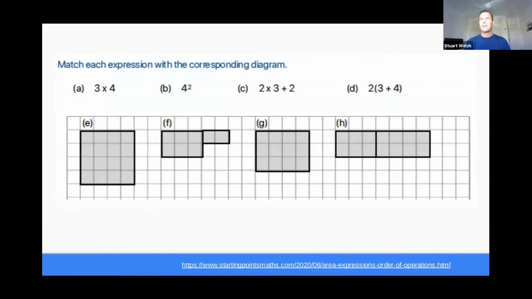Now, this is a task from Chris McGrane's website, which is a wonderful, wonderful site. The link is at the bottom of the slide there, startingpointsmaths.com. So many great tasks there, which just take the normal exercises and open them up into something where maybe a richer learning experience can be had.